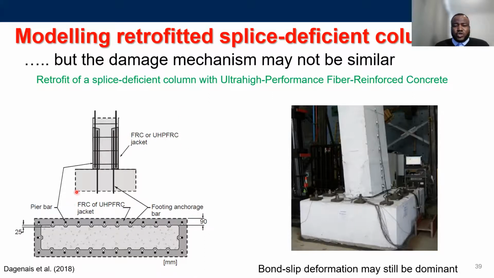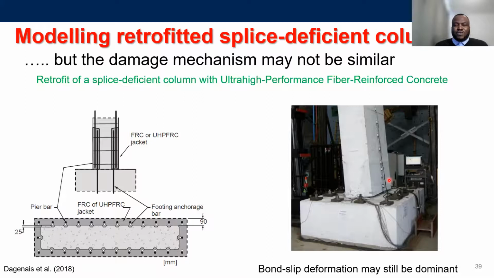So what happens is, using this UHPFRC, they were able to really improve the bond behavior. However, while it takes away the splice failure, it still doesn't stop the deformation concentrating at the interface. And that gives us the perspective that you don't change your dominating component, but what you actually change is the energy dissipation capacity.